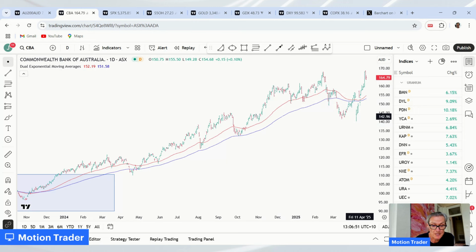CBA, it's a Motion Trader stock. It's still in the Motion Trader portfolio. And I think that's an advantage of using wide calculated stop losses or trailing stops, because they avoid unnecessary panic selling when we do get these periods of heightened uncertainty in the market.